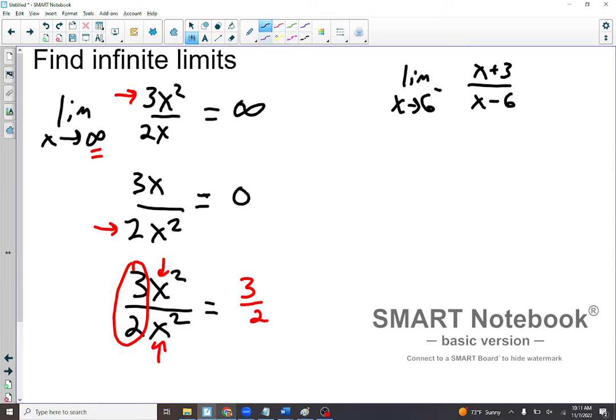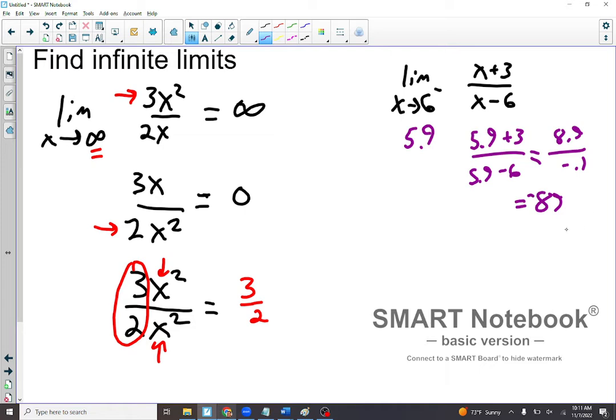To check if the limit causes an infinity, what we're going to do is check x as it approaches 6 from the negative side. Again, you check if you can plug in 6. You can't. So we're going to check something close to 6. Let's do it from the left side, because this is a negative side, so something smaller than 6. So 5.9. If I plug in 5.9 on top and bottom, on the top I'm going to get 8.9, and on the bottom I'm going to get negative 0.1, which means overall that's negative 89.